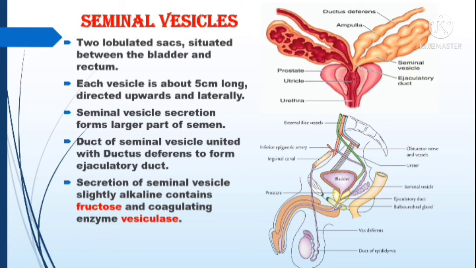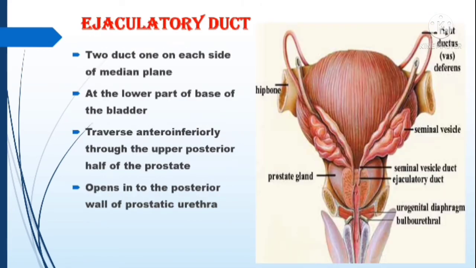Next is the seminal vesicles. They are two lobulated sacs situated between the bladder and the rectum. Each vesicle is about 5 cm long, directed upwards and laterally. Seminal vesicle secretion forms a large part of the semen. The duct of the seminal vesicle unites with the ductus deferens to form the ejaculatory duct. The secretion of the seminal vesicle is slightly alkaline and contains fructose and vesiculase.